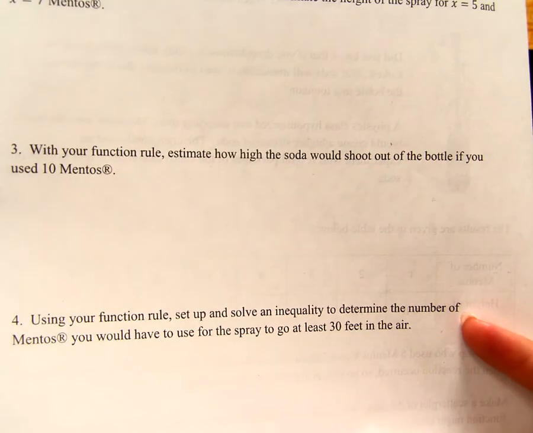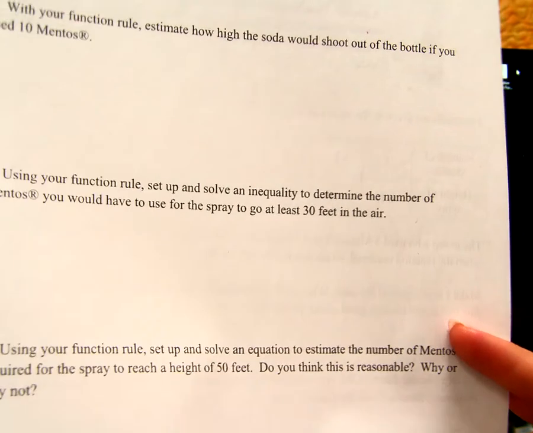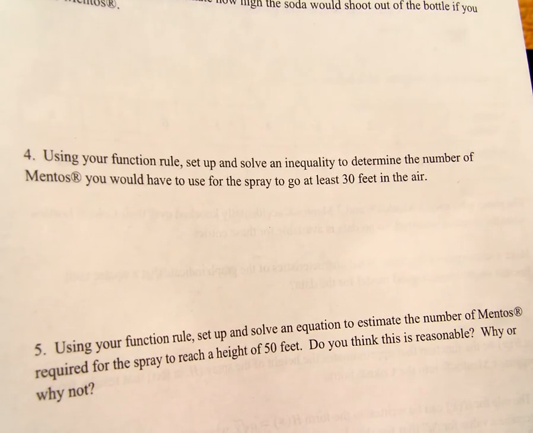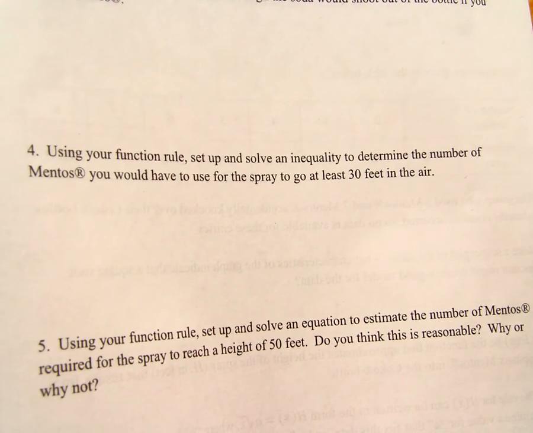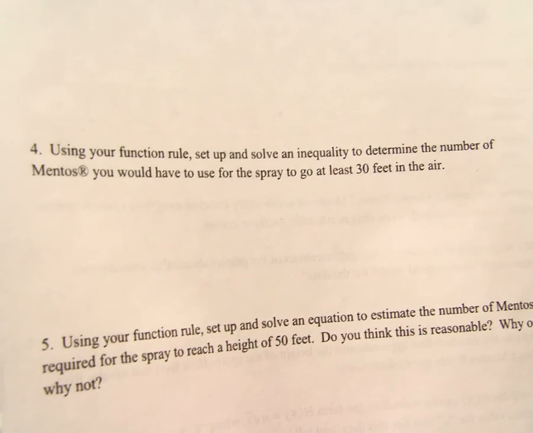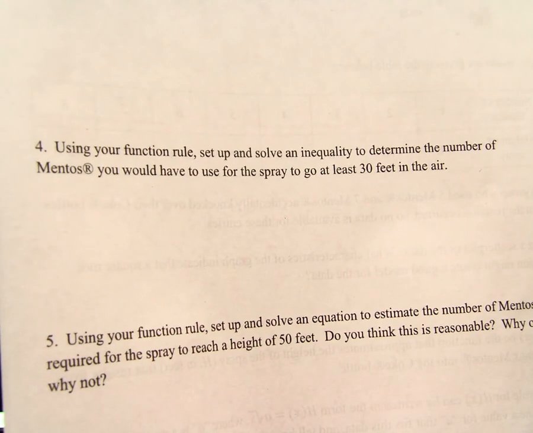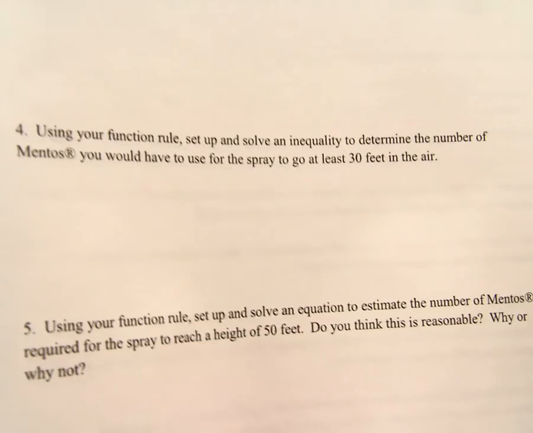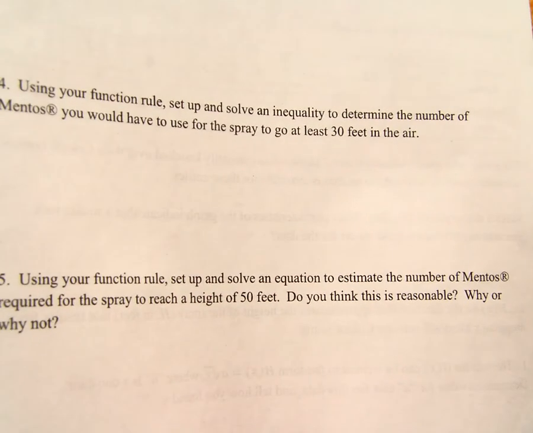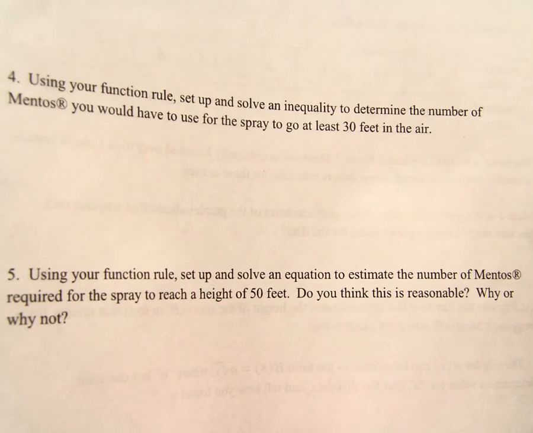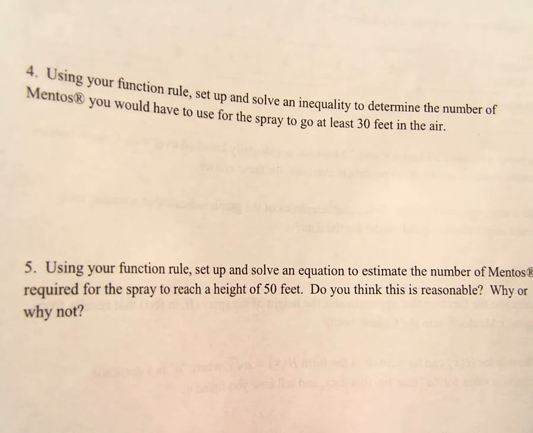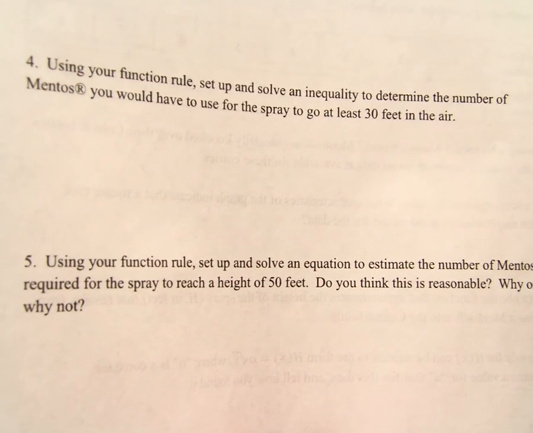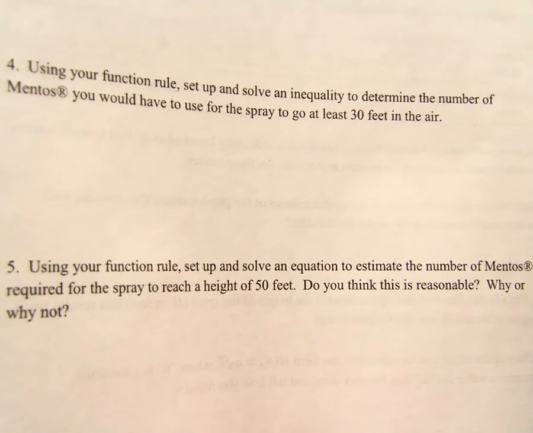What about number 4? How is number 4 different? We're looking for the number of Mentos, first of all, and it's asking for an inequality. So you've got to be careful with that. And number 5, also asking for number of Mentos, but then it has some questions after that that are going to require your answer being in sentences, aren't they? Do you think it's reasonable? Why or why not?